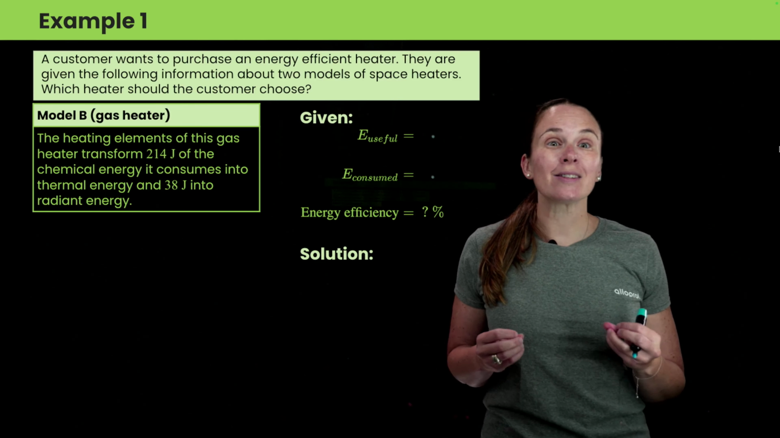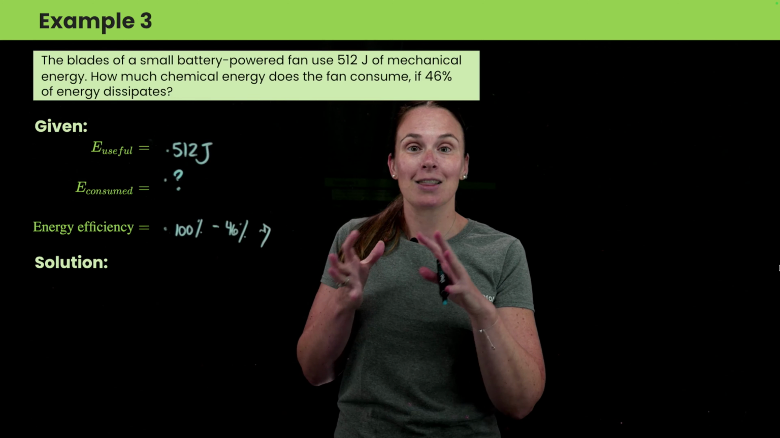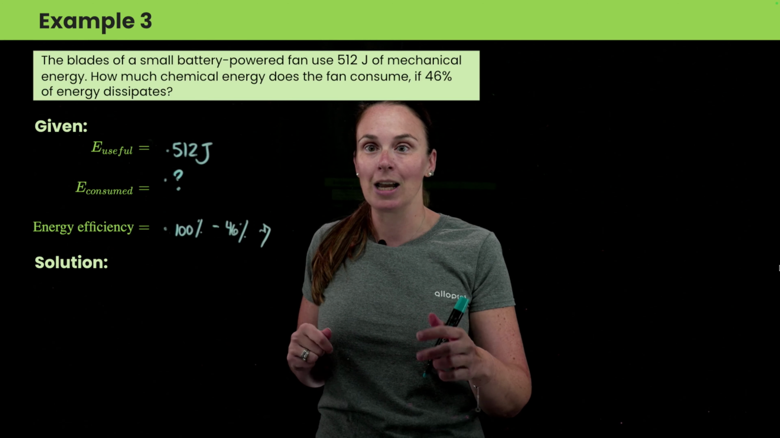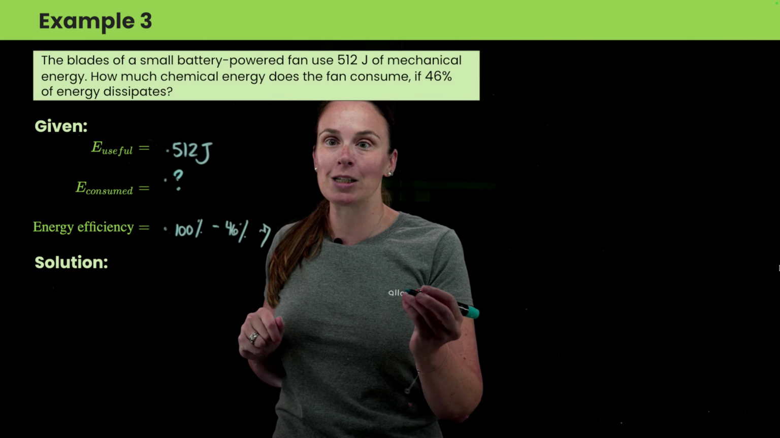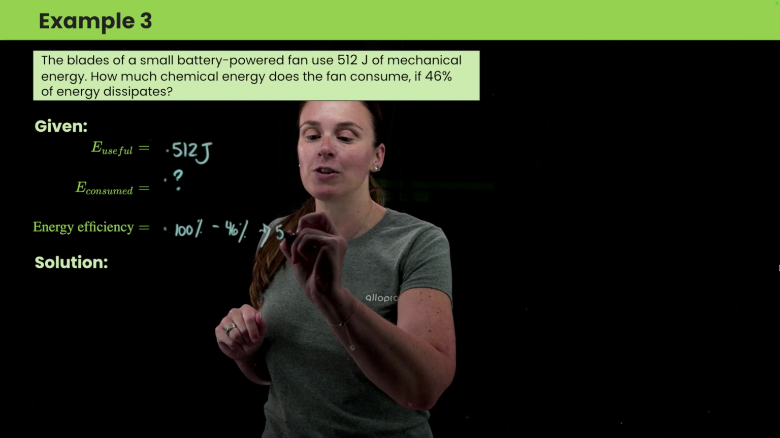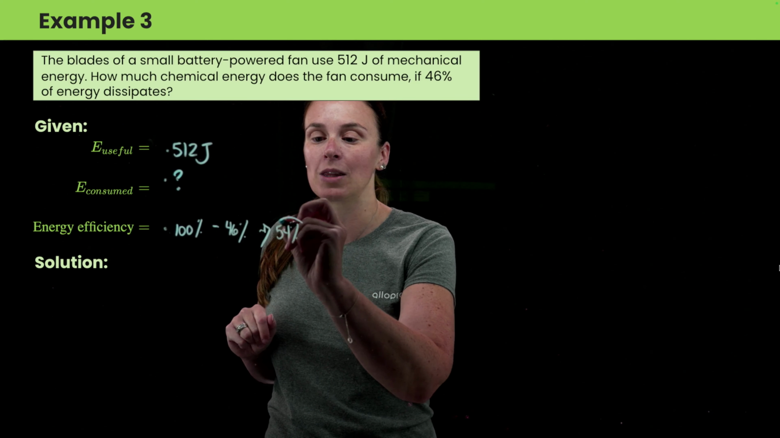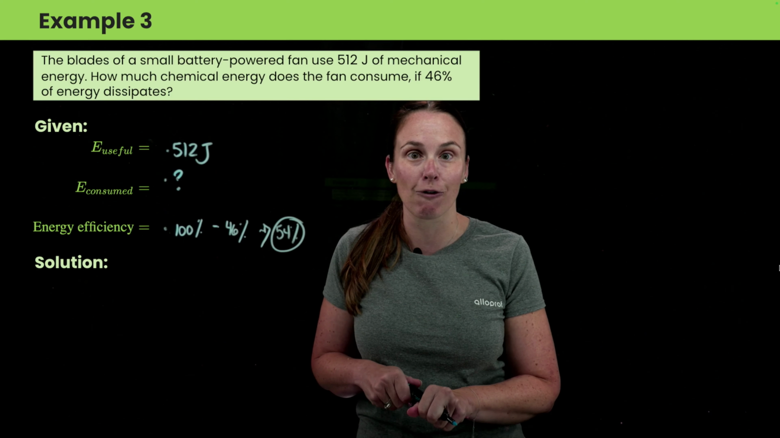Now remember, in a closed system, the input and the output, you have to have that 100% in there, right? So if we take 100% of the energy that goes into a system and 46% of it dissipates, how much is left that's efficient? So that's how that works. You have energy that's used efficiently, and then you have energy that dissipates, that's not used efficiently. So if I do 100 minus 46, that gives me 54% efficiency. So that's the number that we're going to use in our formula.